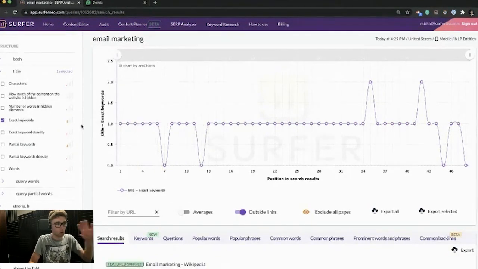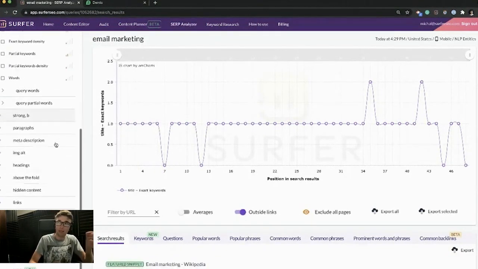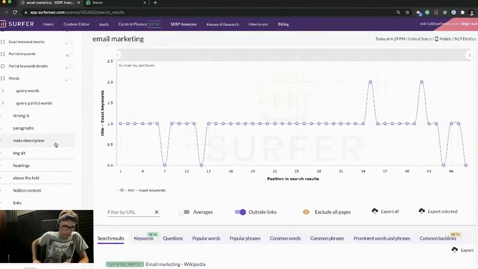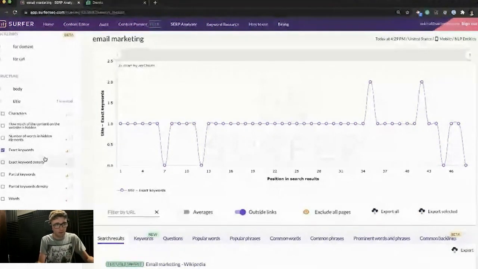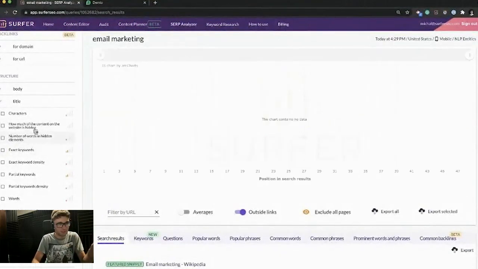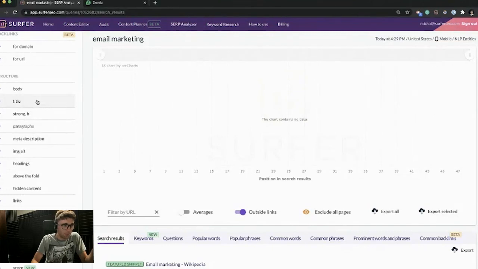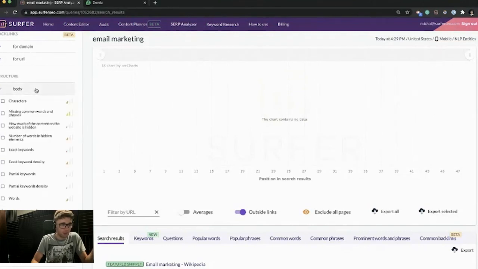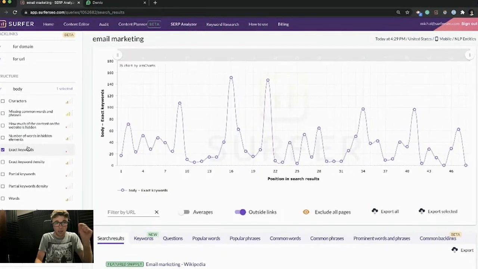Okay, so we have all of these ranking factors on the left. And why I told you at the very beginning that SERP Analyzer is not there to help you work at scale, because there is a lot of manual work still. You don't have to gather the data manually, but you have to go through various elements of this tool. Like we just checked exact keywords in title, but we can analyze the whole body, and we can try to find out how many exact keywords are in the body in general.